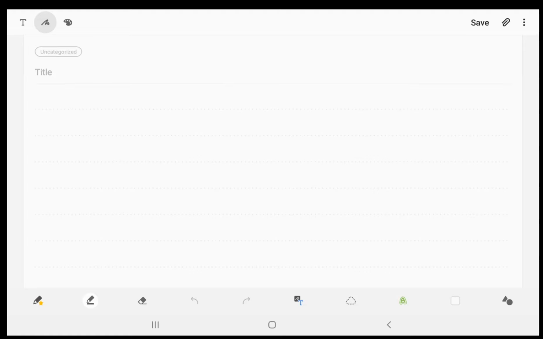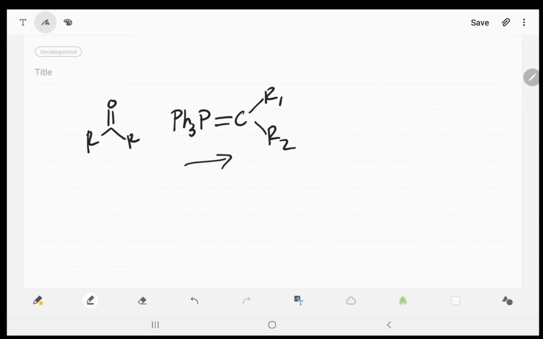We looked at how you can take an aldehyde or ketone. Again, it doesn't really matter which one you're using. You put it with a phosphorus ylide, which we can sometimes write like this. You put that with a phosphorus ylide, and you end up getting out an alkene, right? Substituting exactly where that oxygen is.